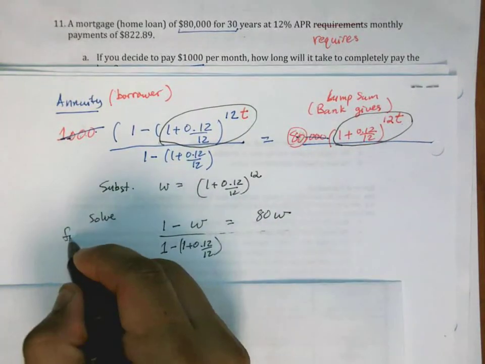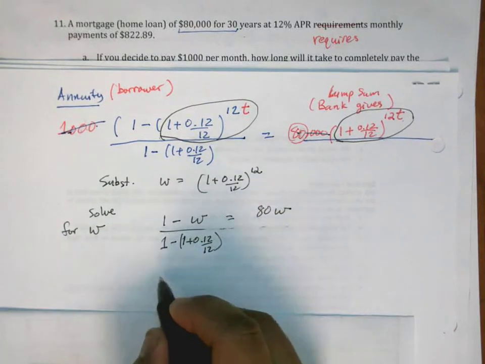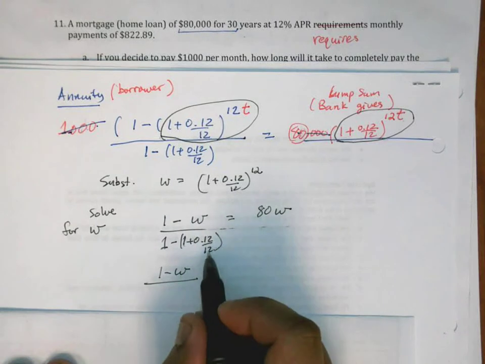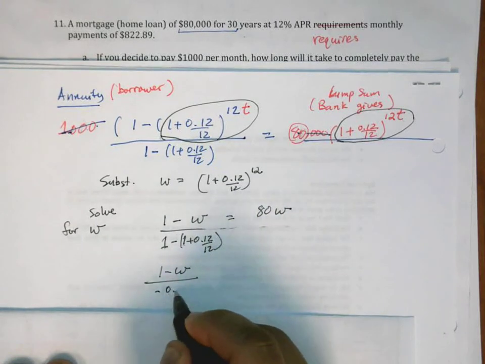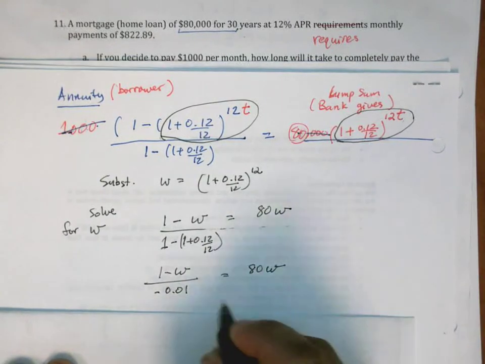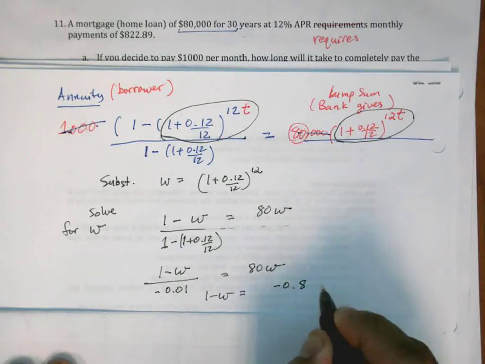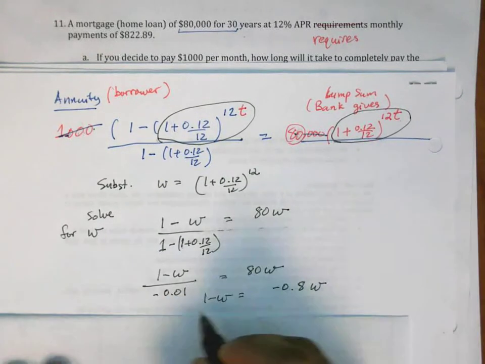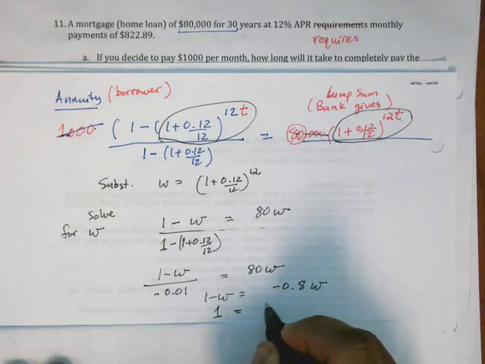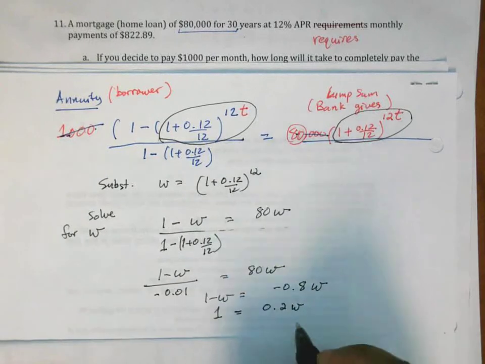So let's see if we can make something simpler. So this is 1 minus W, the bottom. 1 minus 1 is 0, so that's 0.01. So this is just negative 0.01 equals 80 W. Multiply both sides. 1 minus W equals negative 0.8 W. Add W to both sides. We get 1 equals 0.2 W. That means W equals 5.